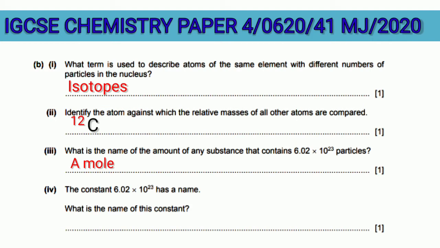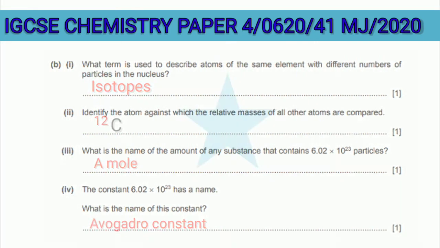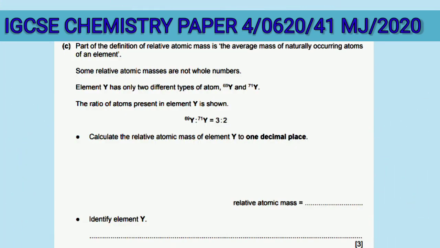Question B4. The constant 6.02 x 10^23 has a name. What is the name of this constant? The name is Avogadro constant. Sub-question C. Part of the definition of relative atomic mass is the average mass of naturally occurring atoms of an element. Some relative atomic masses are not whole numbers.